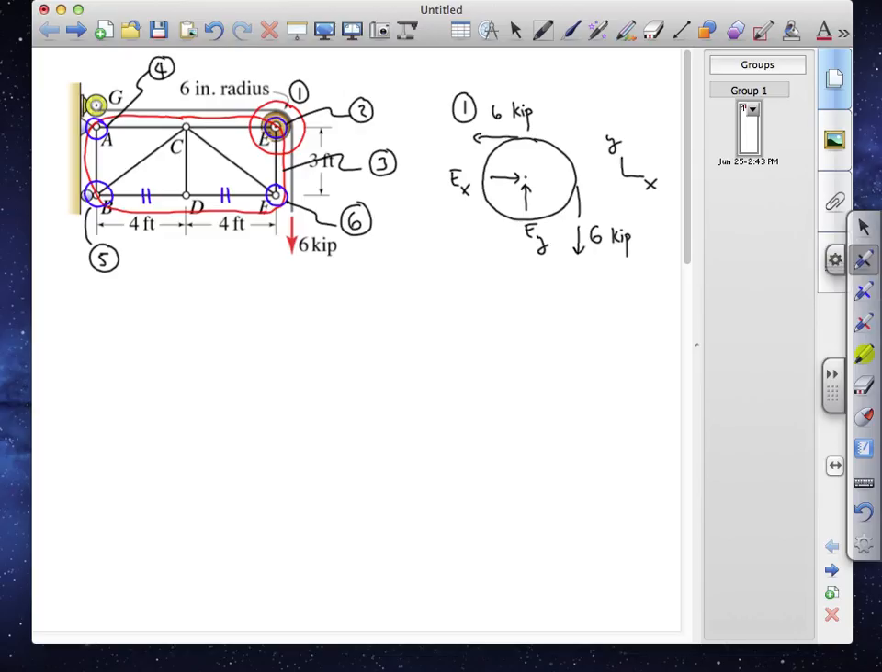So this just leaves us with force equilibrium equations, and here they're very simple. We can see that we're going to have Ex minus 6 kip is 0 in the x direction, and Ey minus 6 kip is 0 in the y direction, and that's simply going to give us Ex is Ey is 6 kip.